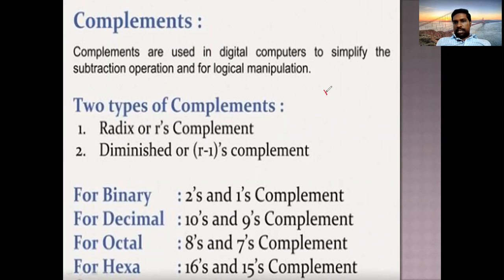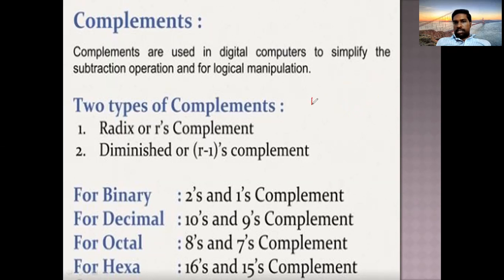Suppose we have a number b. When you convert this positive number into a negative number, minus b, then it is called a complement. Likewise, for 3, minus 3 is the complement. So converting a positive number into a negative number is called a complementary representation. These complements are helpful for us in performing the subtraction operation.